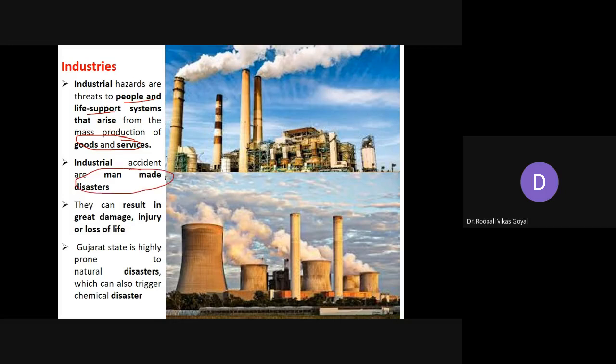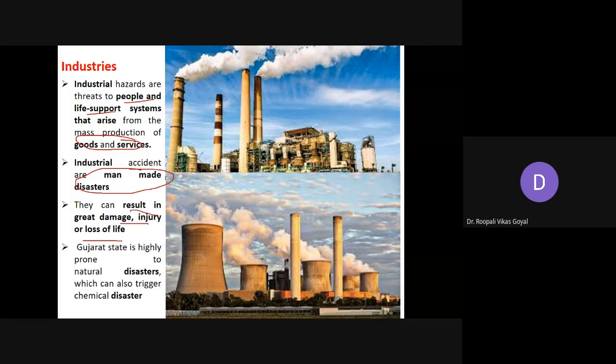So such disasters can be avoided, because they are man-made, and if we try and provide certain safety arrangements, and if we keep some watch and strict actions are taken against industries, then such kind of industrial accidents can be avoided, because they result in great damage, injury and loss of life.